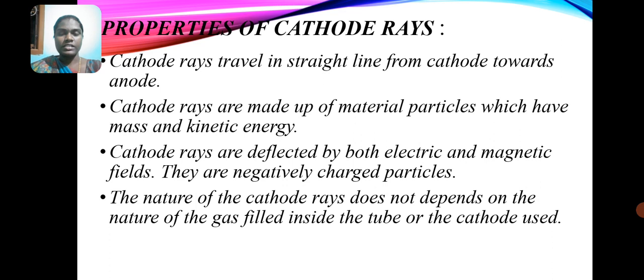Next, let us see the properties of cathode rays. Cathode rays travel in a straight line from the cathode towards the anode. Cathode rays are made up of material particles which have mass and kinetic energy. Cathode rays are deflected by both electric and magnetic fields. They are negatively charged particles. The nature of the cathode rays does not depend on the nature of the gas filled inside the tube or the cathode used.